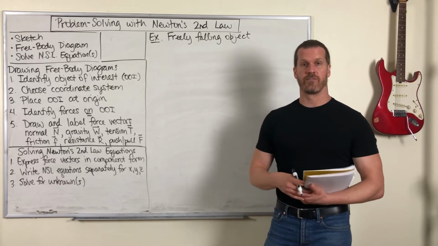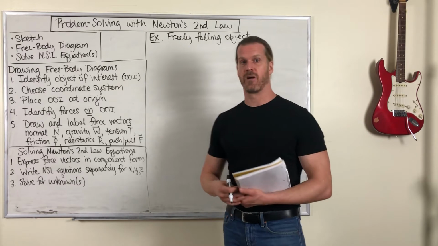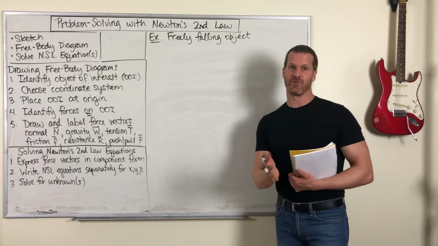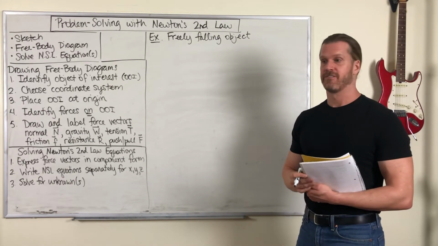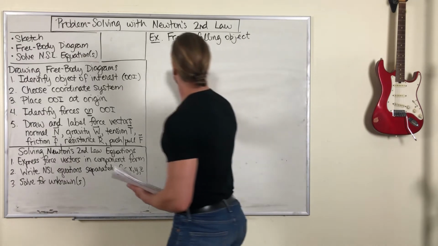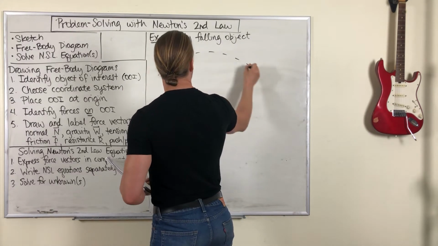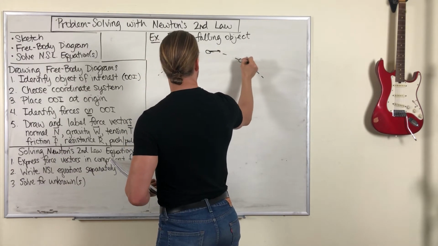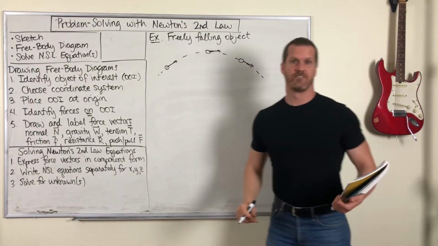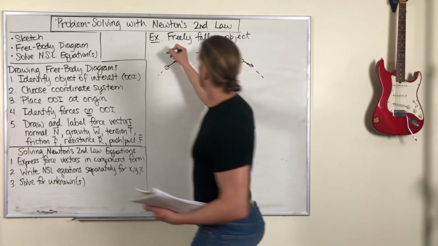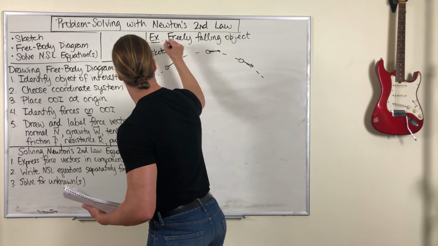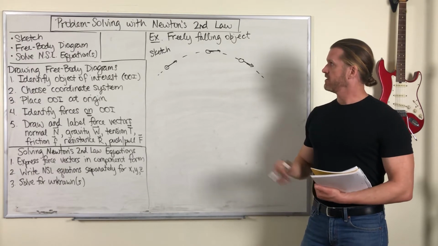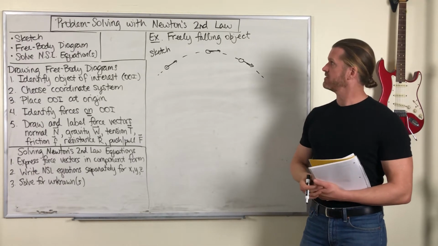And I want to start with a simple example of an object that only has one force acting on it. This is the freely falling object like we were studying in our kinematics lessons. So remember we described the motion of a projectile. So here's a sketch. Here's projectile motion. Now let's analyze the forces on it with Newton's second law.